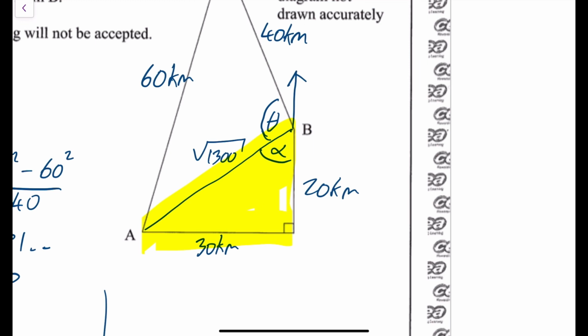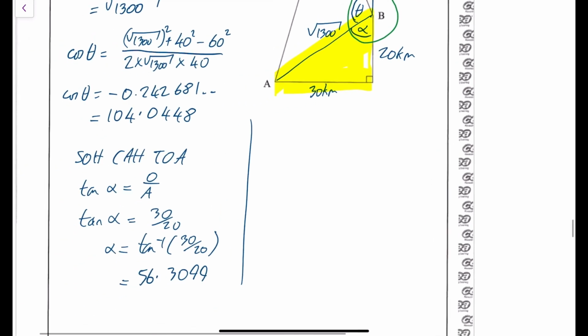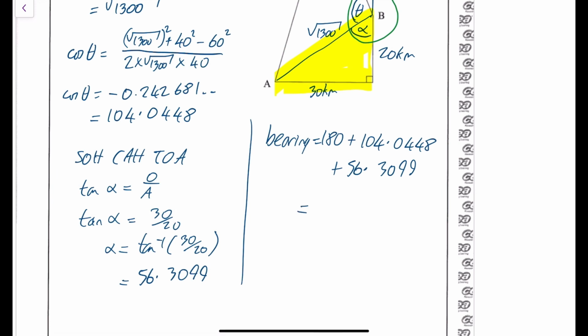So that means my bearing, the last thing then, and remember what our bearing was, it was this whole angle all the way around from here, all the way around to here. So it's 180 plus theta plus alpha. We now know what theta and alpha are equal to. We've got them written down. So the bearing is equal to 180 plus 104.0448, and then plus the 56.3099, and we'll just do that very quickly, which is equal to 340 degrees.